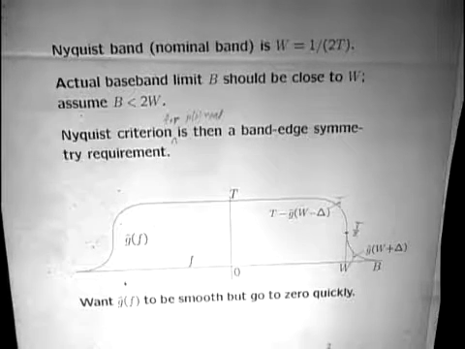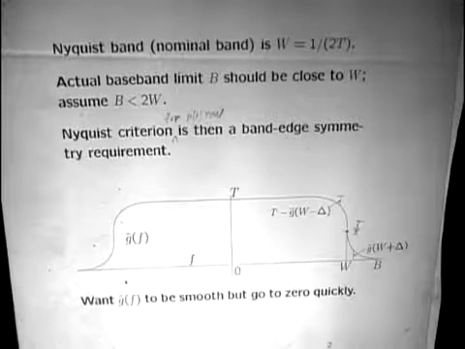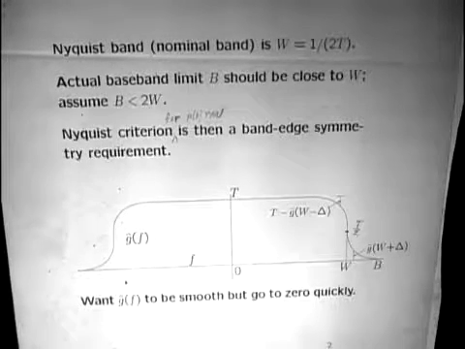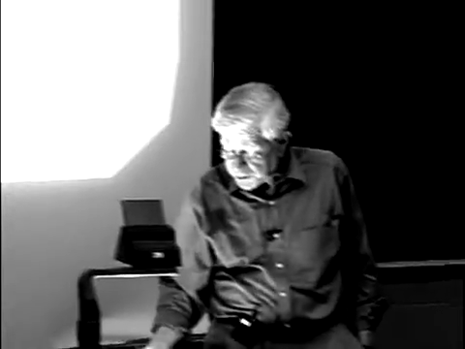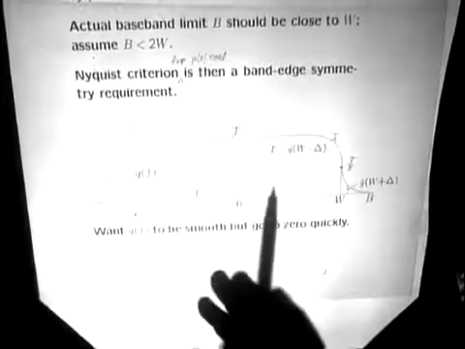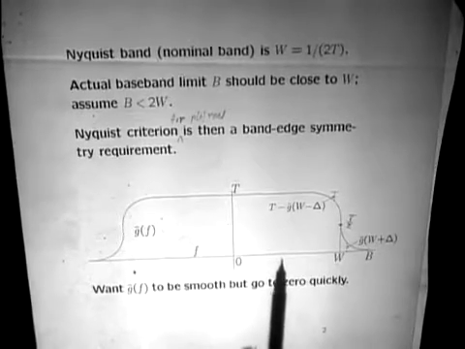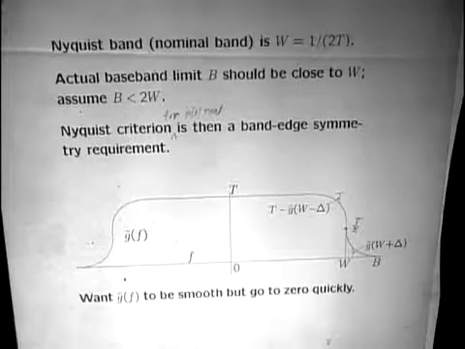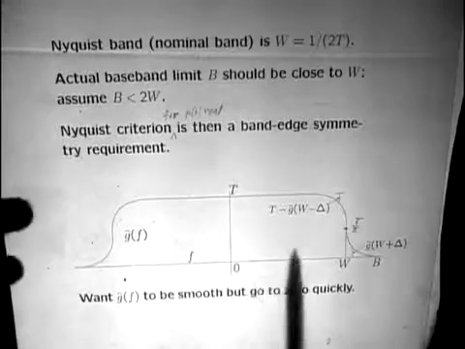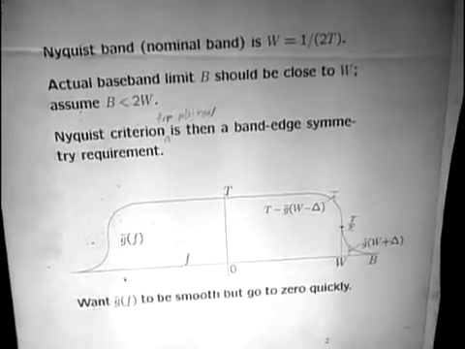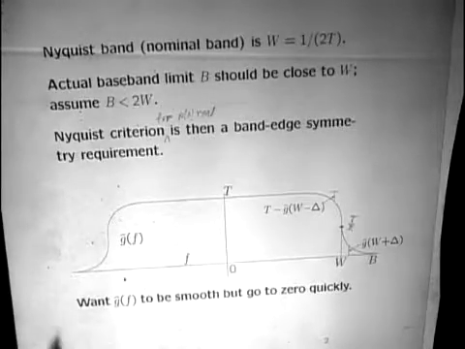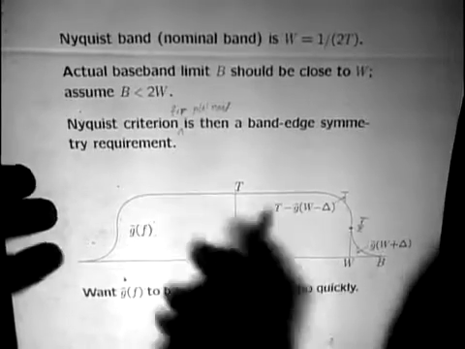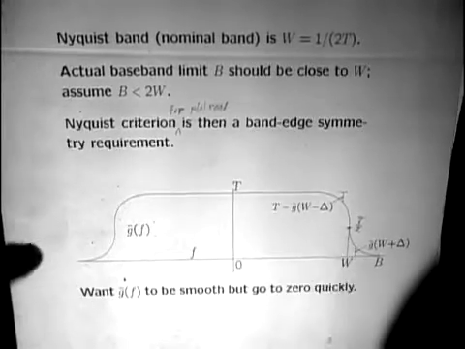The note said B has to be greater than W. Is that just to make sure that the value at B is still T? Yes. We could, if we wanted to, put various notches in this filter. But we've defined the bandwidth B as the largest frequency f such that G hat of f is 0 beyond B. In other words, everywhere beyond B, G hat of f is equal to 0.